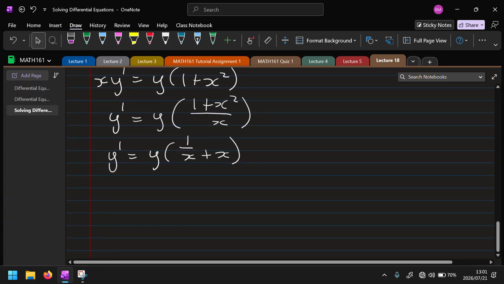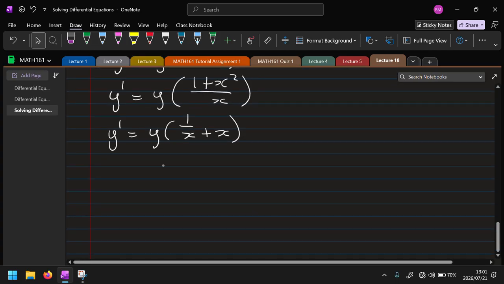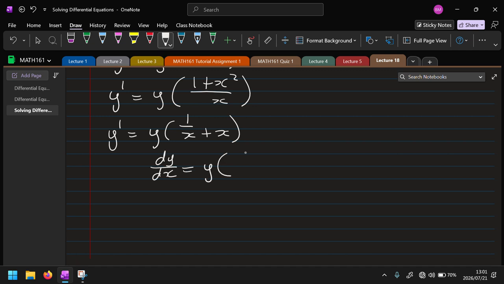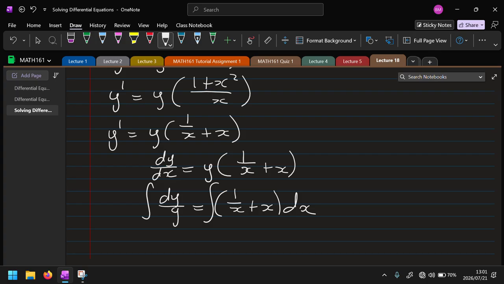Okay, so let's do the separation. So y prime, we can write as dy by dx. And then we have y, and then all the stuff with x. So anything with y, we're going to put onto the one side. Everything with x, we're going to put onto the other side. Okay. Now we're missing the integral sign, so let's put that in. And when we're done with the integrals, remember we have our plus c.